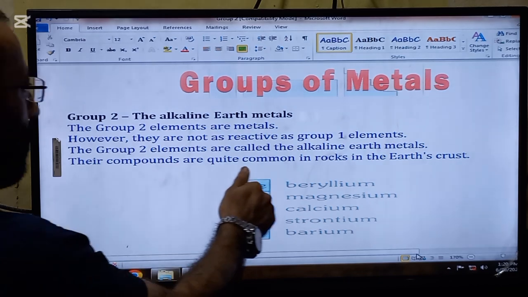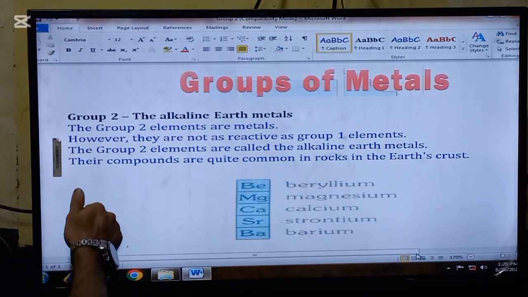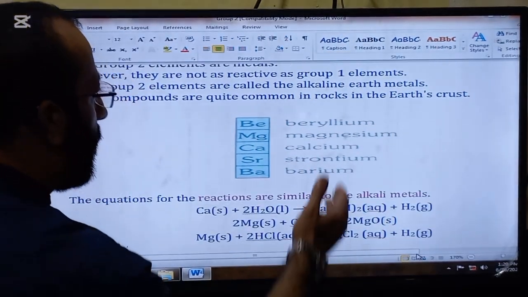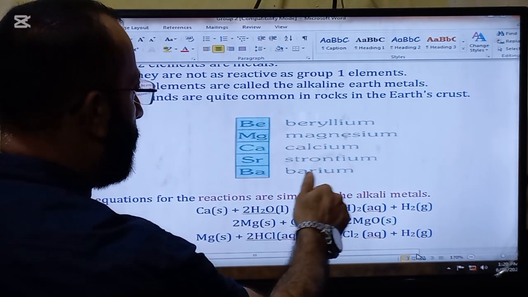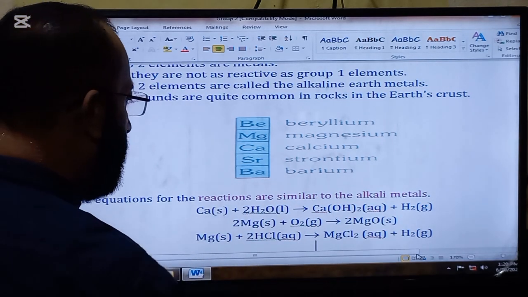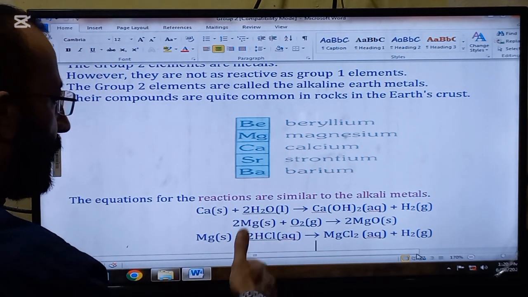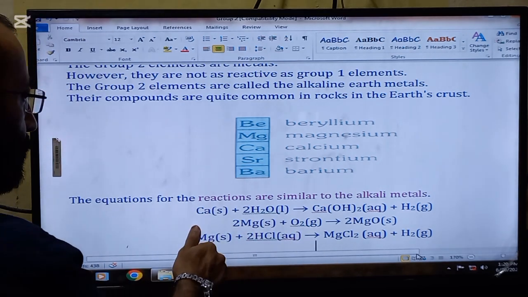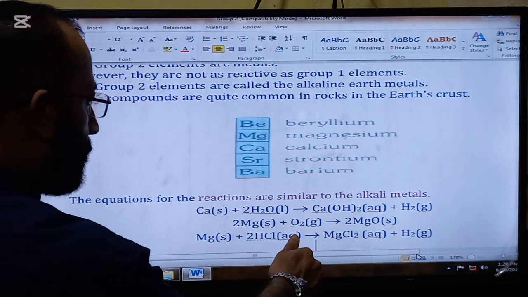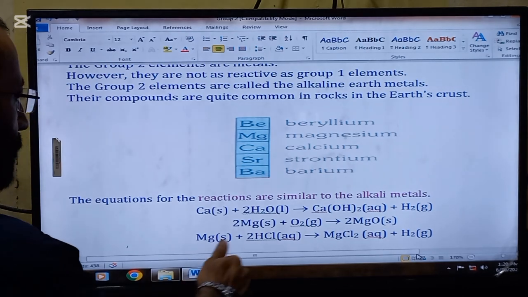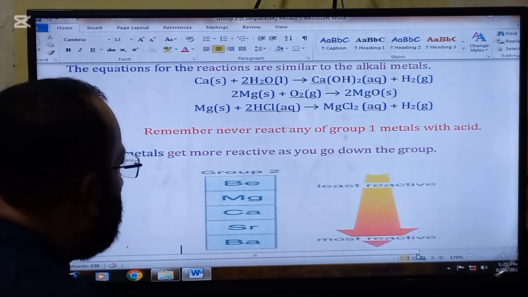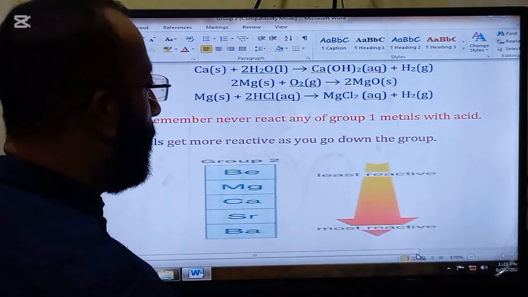The group 2 elements are called the alkaline earth metals. Their compounds are quite common in rocks in Earth's crust. And they are: beryllium, magnesium, calcium, strontium, barium. The equations for the reactions are similar to the alkali metals. They react in almost the same way as group 1. So calcium with water forms calcium hydroxide and hydrogen gas. Magnesium with oxygen forms magnesium oxide. And magnesium with HCl forms MgCl2 plus H2. So the reactions are similar. Remember, never react any of the group 1 metals with acid.